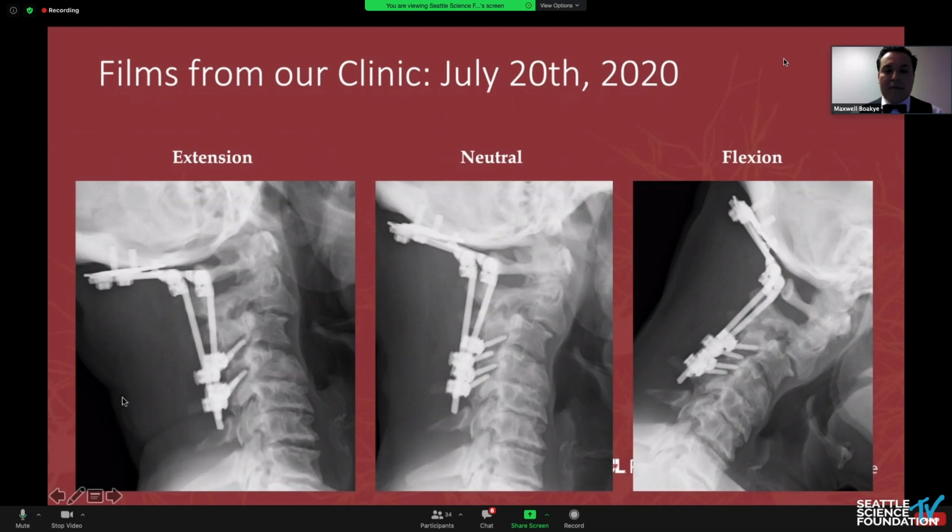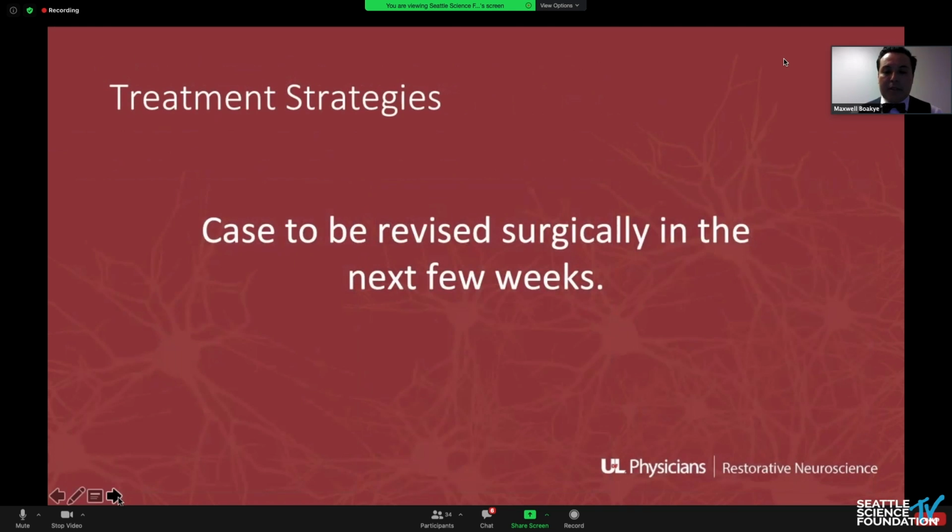We got flexion extension films, and we can see the severe degeneration of the caudal discs below the construct, the haloing of the lateral mass screws, the severe disc collapse at C2, C3, and the translation of C2 and C3. And there is a trend towards a kyphotic deformity overall in the cervical spine. So this is our case, and we ordered some more tests, and we're going to revise it in the next few weeks. Thank you.